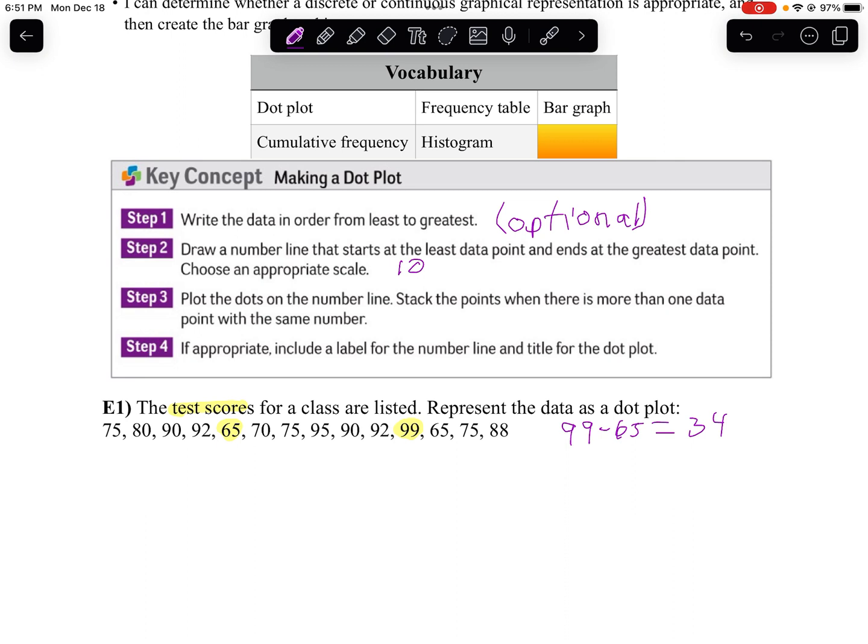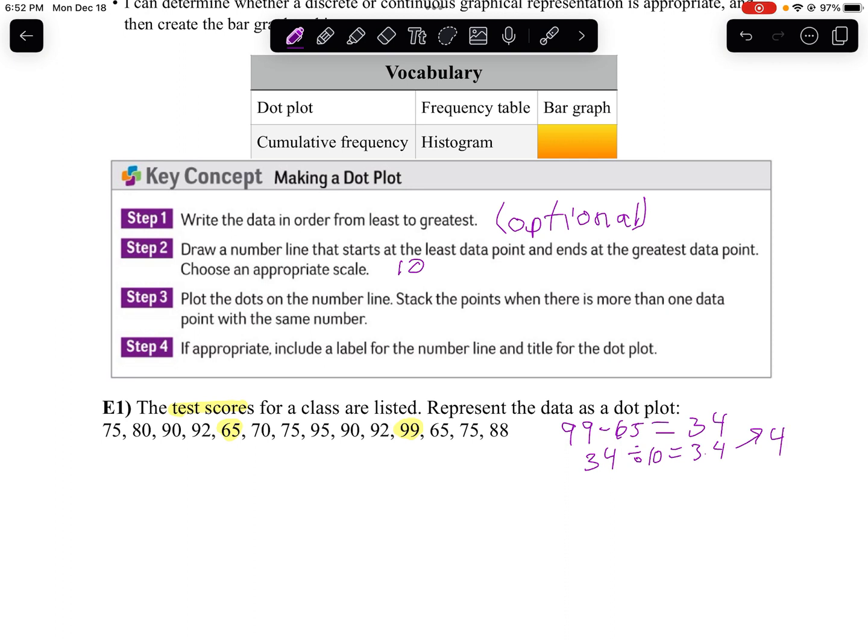Now, do I want a number 34? No, I don't want a number 34. And I'm going to make like 10 groups. So I'm going to take 34 and divide that by 10. That would be 3.4. Always round up, because if you round down, you're going to have too many categories. Well, I would round that up to 4.